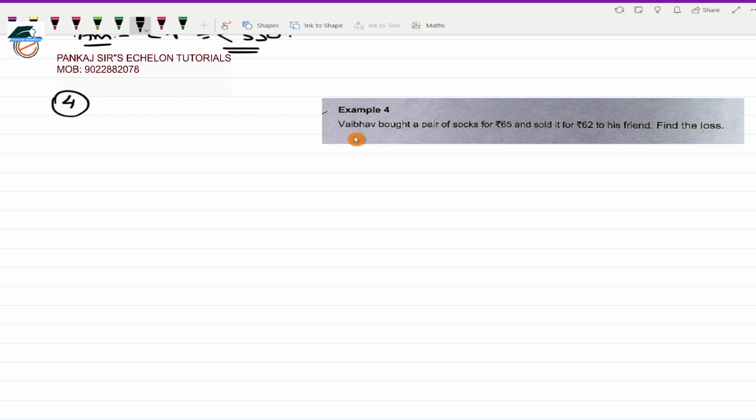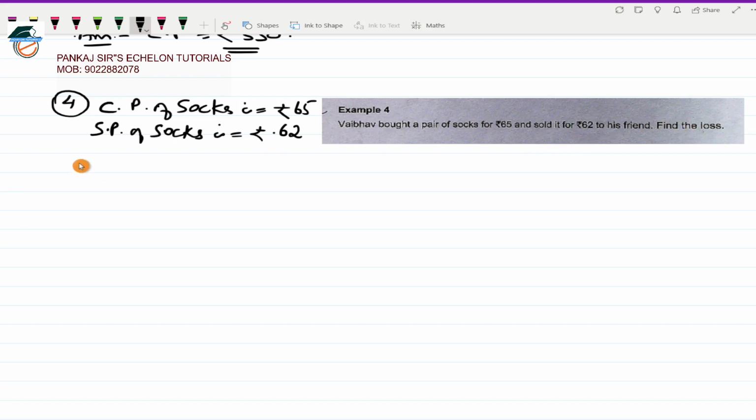Now what the fourth example says is, Vaibhav bought a pair of socks for rupees 65. So the cost price of the socks is equal to rupees 65, and sold it for rupees 62. So the selling price of the socks is rupees 62. Find the loss. So loss is equal to how much?